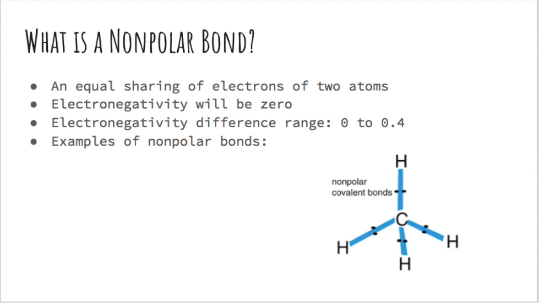0.4 is in the range because the range is 0 through 0.4. Therefore, methane is a nonpolar molecule.